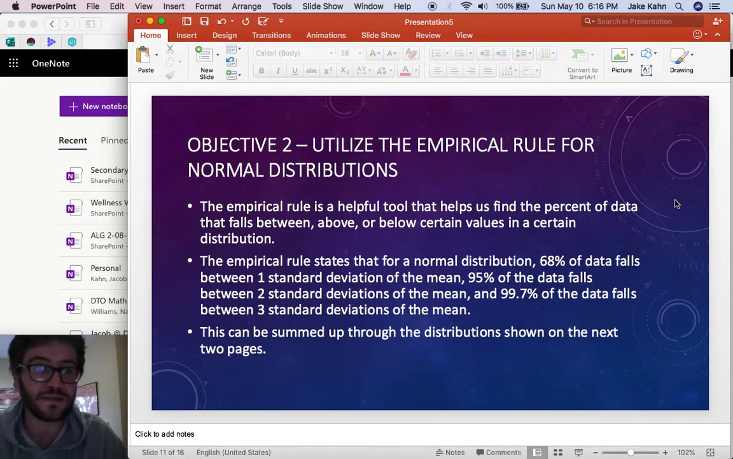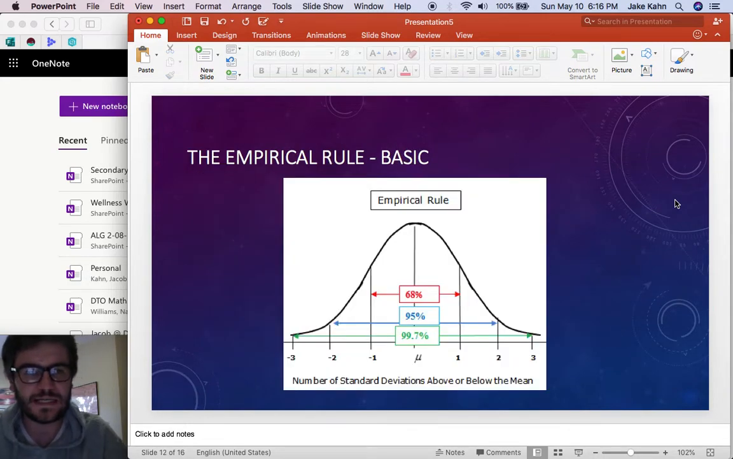So this empirical rule can be summed up on the next two slides. I give you a basic view and a detailed view. If your data is a normal distribution or can be approximated as such, this is the basic empirical rule. 68% of your data falls within one standard deviation from your mean. 95% of your data falls within two standard deviations from your mean. And then 99.7%, roughly all of it, you just have a tiny little bit on the ends, falls within three standard deviations of the mean. Again, anything beyond three standard deviations is considered, vocab term, an outlier.